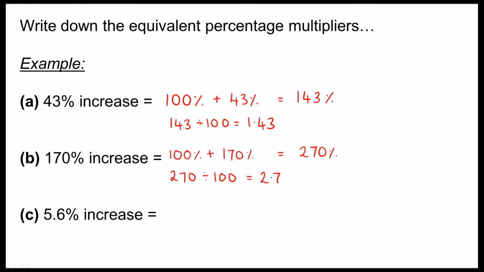Lastly, part C asks me to think about a 5.6% increase. Again, I've got my original amount of 100% and I want to add on 5.6%. This gives me 105.6% that I want to convert into a percentage multiplier. To do this, I'm going to take 105.6 and divide by 100.